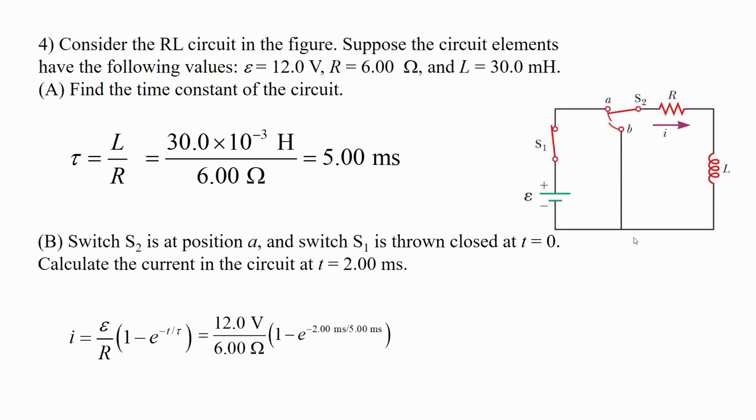So you can see that I naught is basically 2 amps. And substituting in for time t, which is 2 milliseconds, and tau, which is 5 milliseconds, they're in the same units here. So we have this now to evaluate, and it turns out to be 0.659 amps after 2 milliseconds.